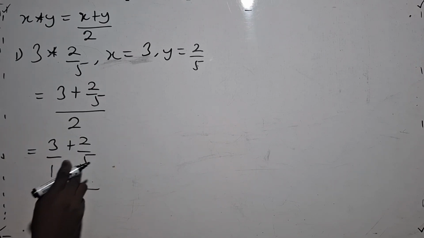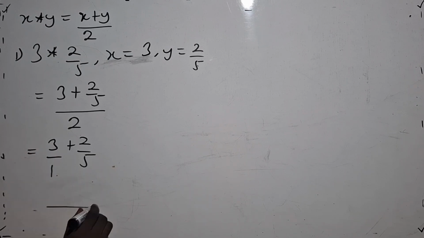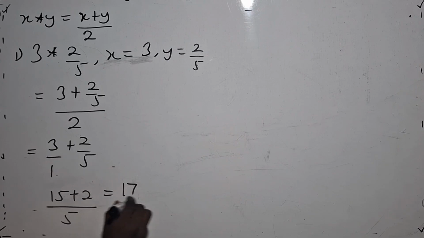The LCM is 5. 5 divided by 1 is 5, 5 times 3 is 15. Plus 5 divided by 5 is 1, 1 times 2 is 2. Which will give me 17 on 5. So the top one is giving me 17 on 5.